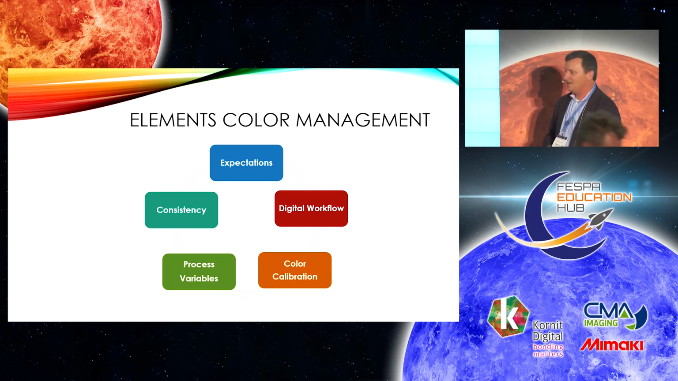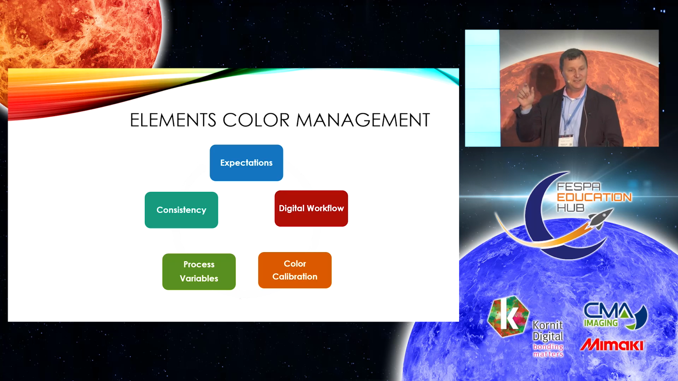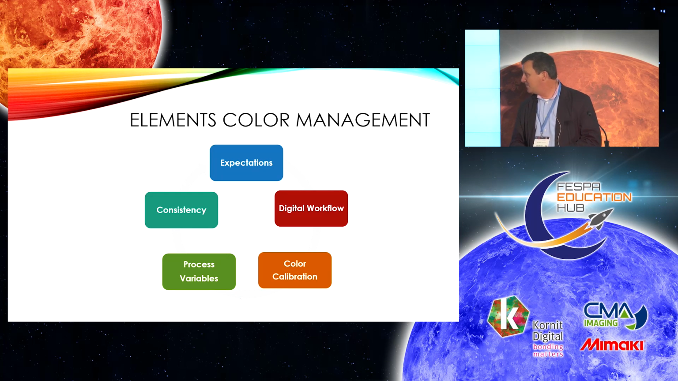So the elements of color management, as I see it and as it happens when I'm out helping clients color manage their devices or doing calibrations or profiling, I boil it down into about 5 things. The one at the top is expectations, and we'll get to that last, but we have the digital workflow, color calibration, process variables, and consistency, which is a big one that goes along with expectations.